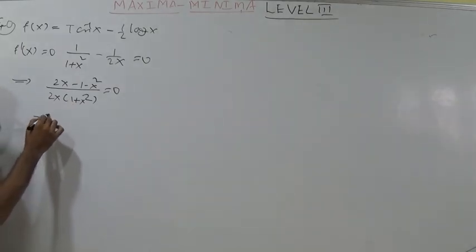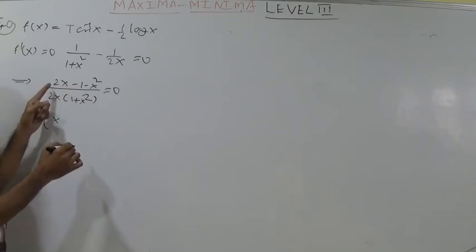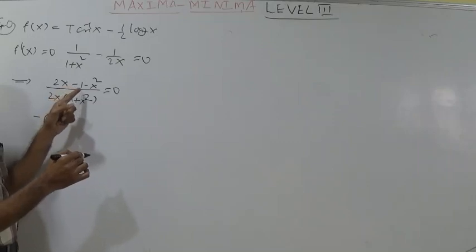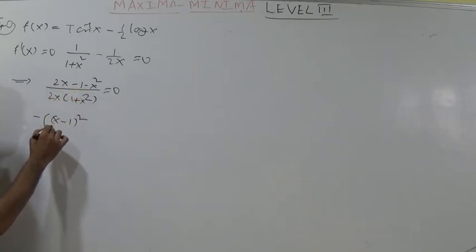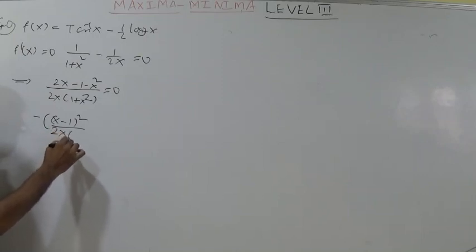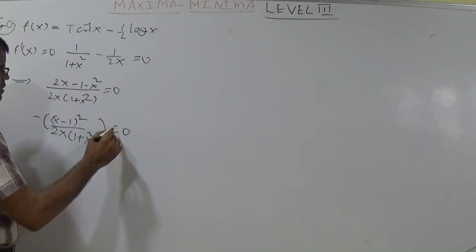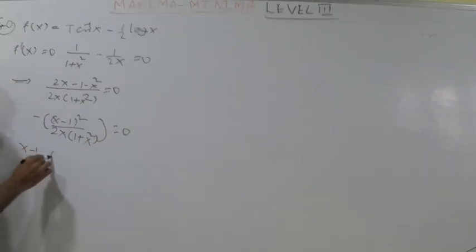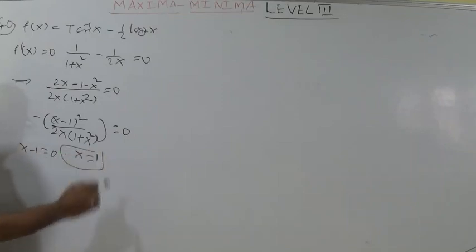You can write this as minus taken common, (x minus 1) whole square. If minus is taken common, minus 2x plus 1 plus x square becomes (x minus 1) whole square, over 2x into (1 plus x) whole square equal to 0. We can write (x minus 1) whole square equal to 0, x minus 1 equal to 0, x is equal to 1. We got the value at x equal to 1.